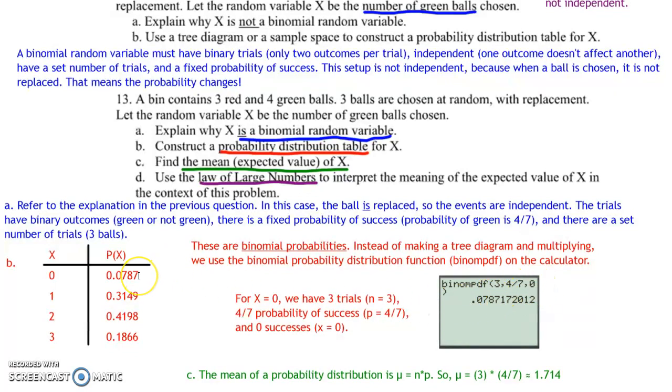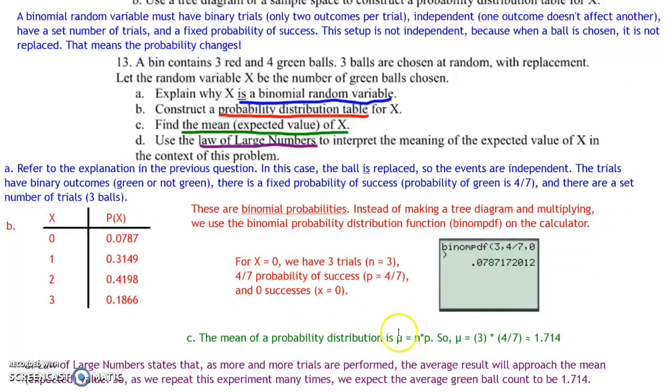That's where this 0.087 came from. We plugged it into the calculator. We did the same thing for probability of 1 success. The only thing we did was 3, 4/7, and then 1, and we got 0.3149. A good way to check to see if this probability distribution is accurate is to add these numbers together. Guess what? They should equal 1.